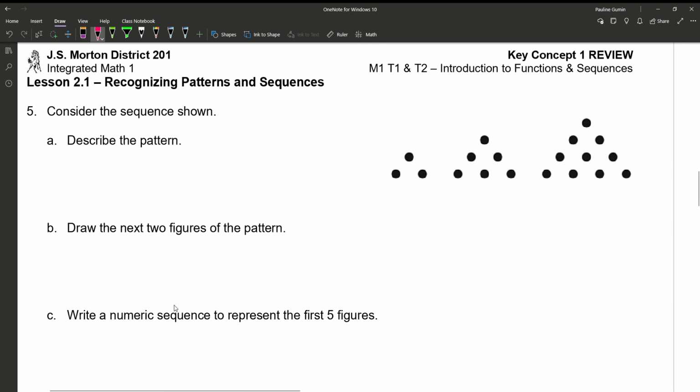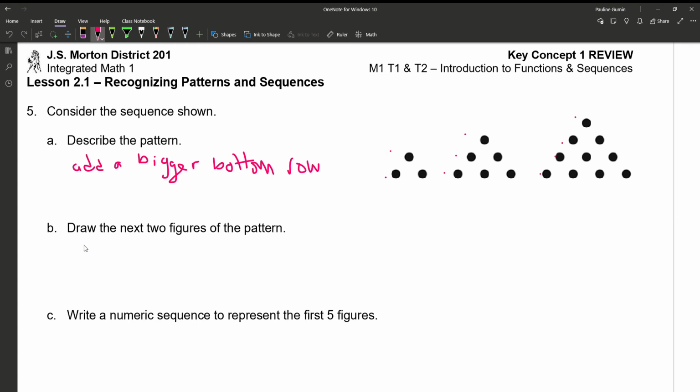Number 5, let's consider the sequence shown. Let's describe the pattern. Okay, notice I have a row of 1 dot, then a row of 2 dots. My next image has a row of 1 dot, 2 dots, 3 dots. My next image has 1 dot, 2 dots, 3 dots, 4 dots. So, okay, you're going to have to suffer my handwriting a little bit here, but we add a bigger bottom row. Let's draw the next two figures. So the next two figures are going to be like this.